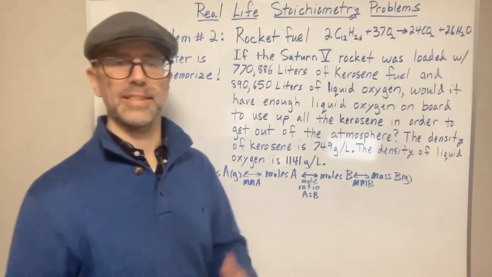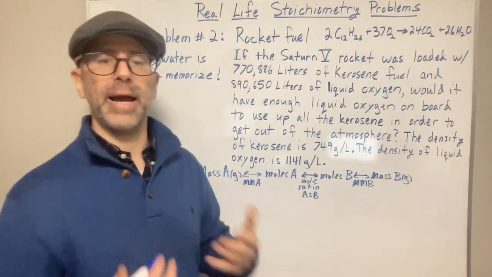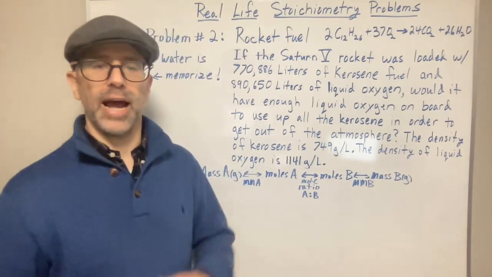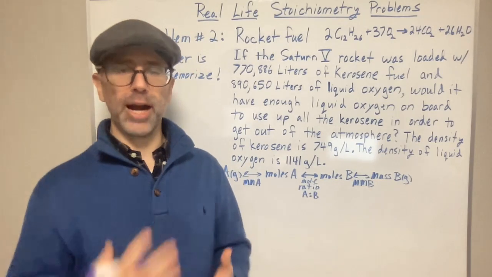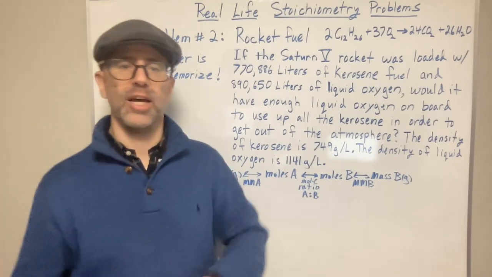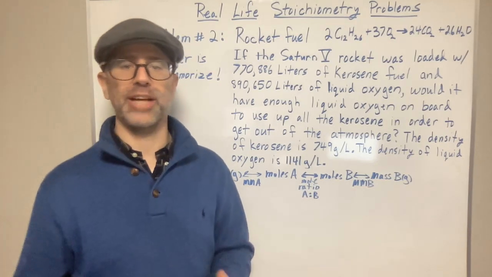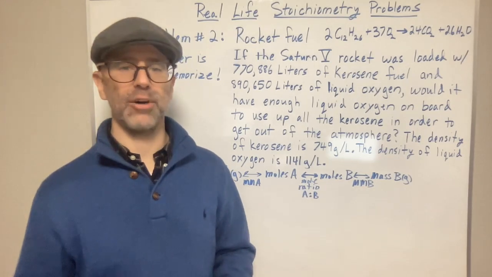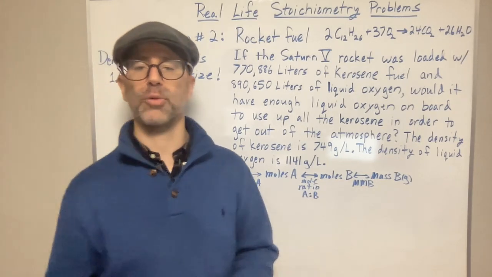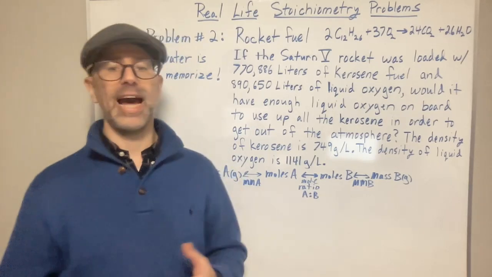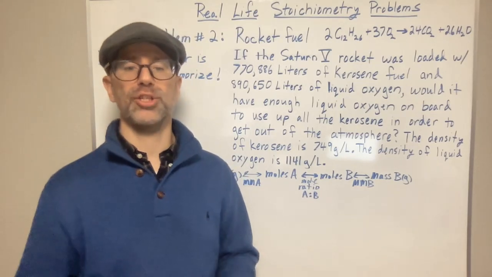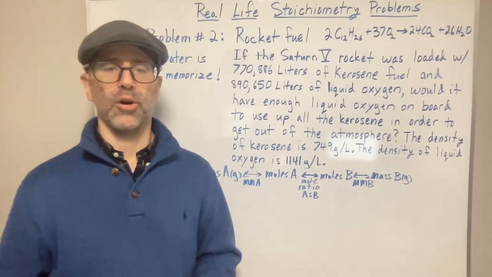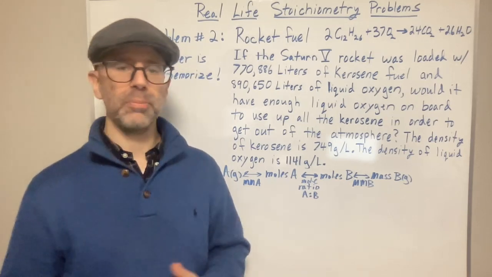Okay, so our next real life stoichiometry problem has to do with rocket fuel. In this problem, we're asked if the Saturn V rocket was loaded with 770,886 liters of kerosene fuel and 890,650 liters of liquid oxygen, would it have enough liquid oxygen on board to use up all of the kerosene in order to get out of the atmosphere? Okay, so that's our problem.